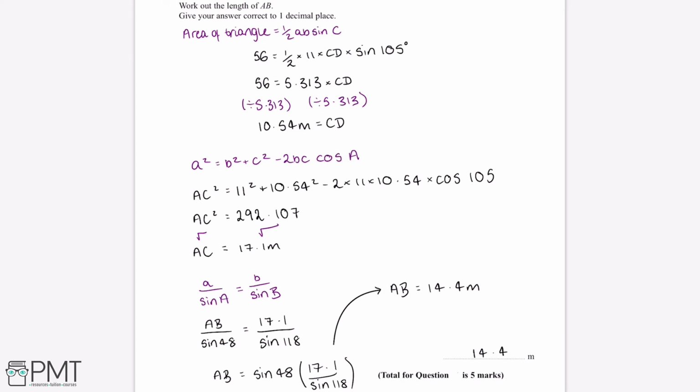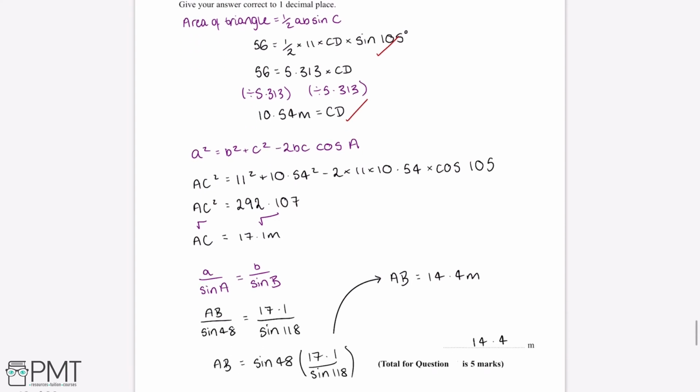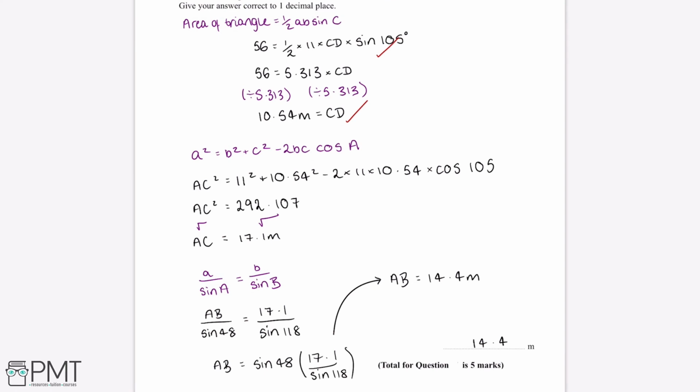Now this question's worth 5 marks. We'll get our first mark for substituting in the values into the formula for the area of a triangle. We'll get our second mark for rearranging this equation to work out the side length of CD. We'll get our third mark for using the cosine rule to work out the side length of AC. We'll get our fourth mark for using the sine rule to work out the side length of AB. And we'll get our fifth mark for the correct answer to 1 decimal place.